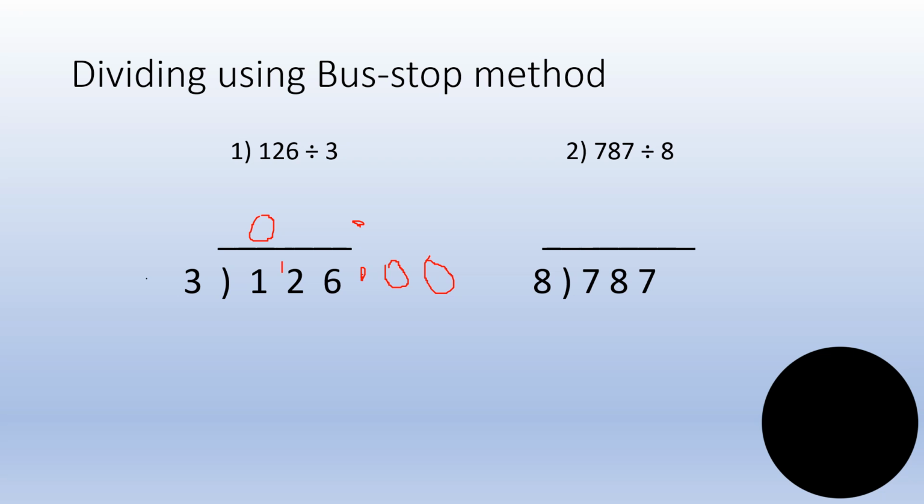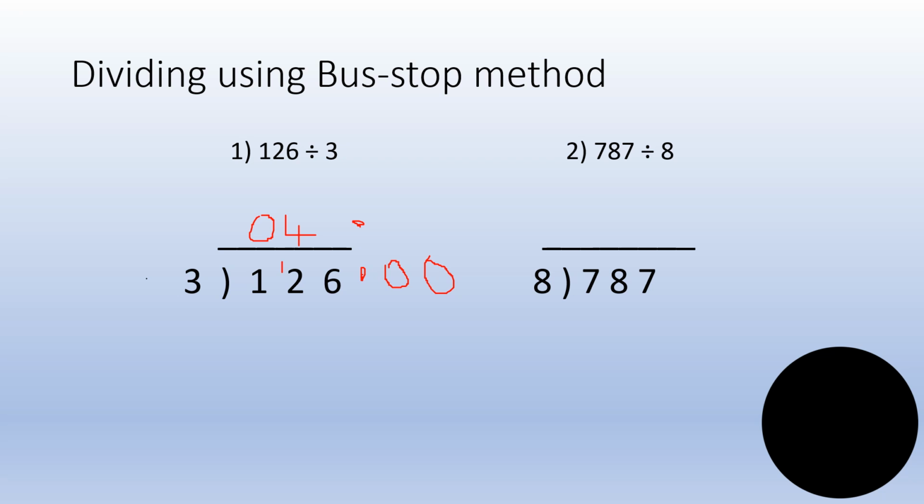And now my question is, does 3 go into 12? Using my 3 times table, I can see that 3 goes into 12 4 times. So I'm going to put a 4 above the line. And I don't have any left over there because 3 goes exactly into 12, so I don't have anything to carry. All I need to do now then is decide whether 3 goes into 6, and it does.